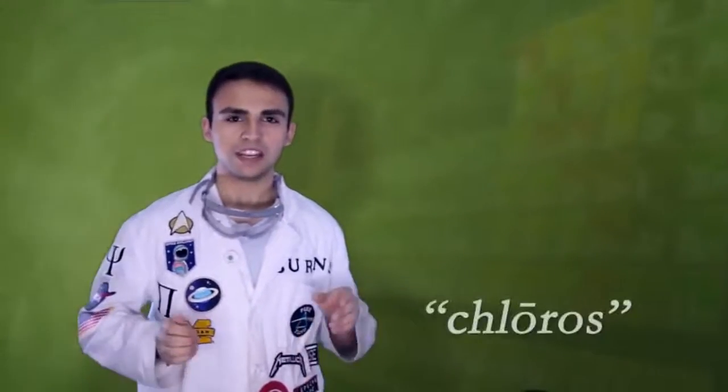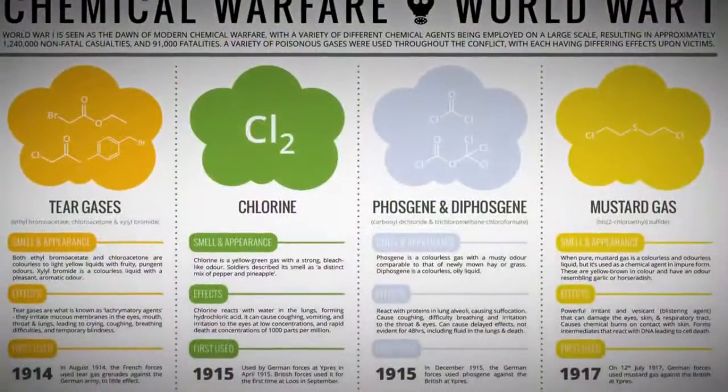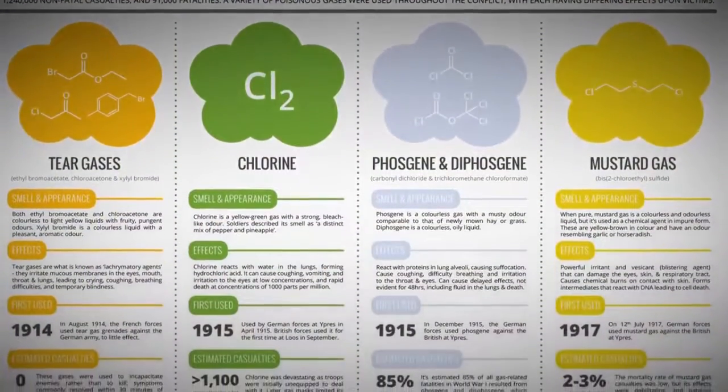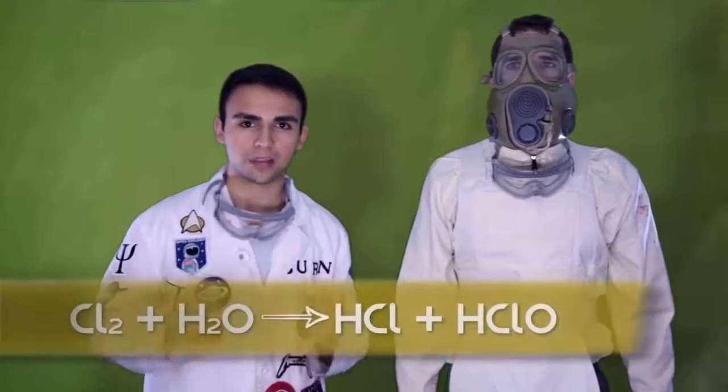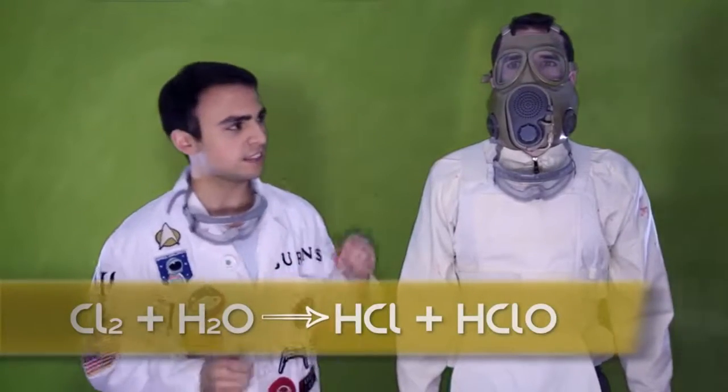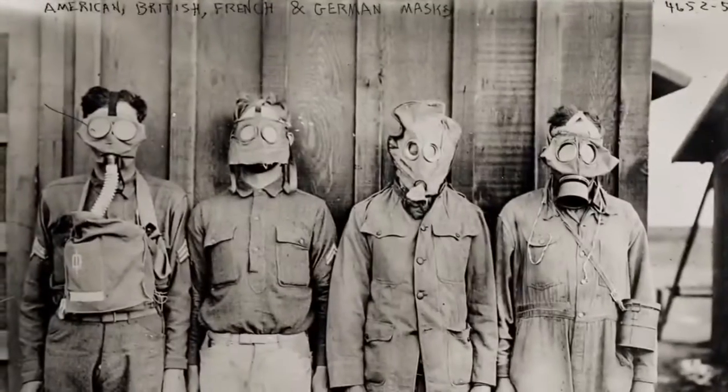The name comes from the Greek word chloros, meaning green-yellow. Chlorine gas was the first lethal chemical weapon used in World War I. It was cheap, simple to produce, and extremely deadly. In addition to blinding soldiers, it also reacted with the water in the lungs, forming hydrochloric acid. A simple gas mask with an activated carbon filter could prevent the effects of the gas.